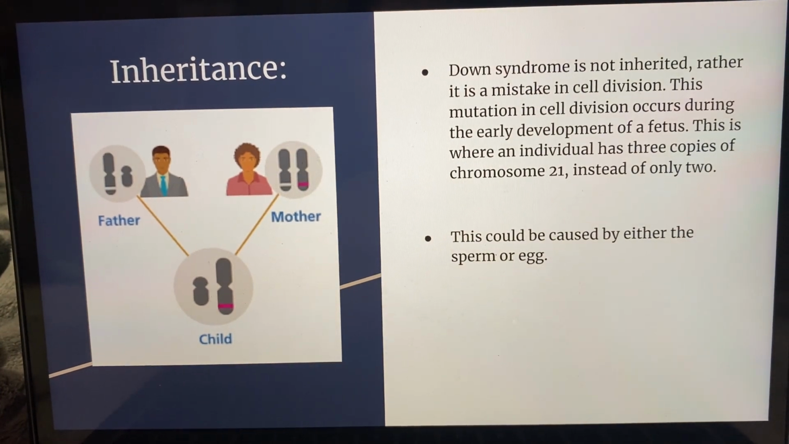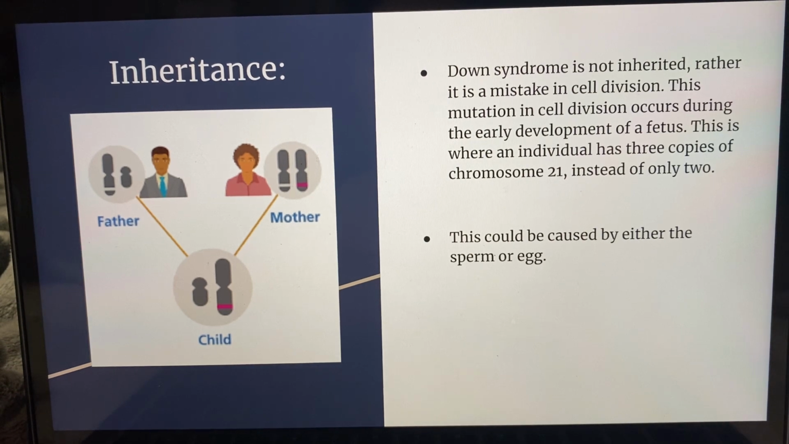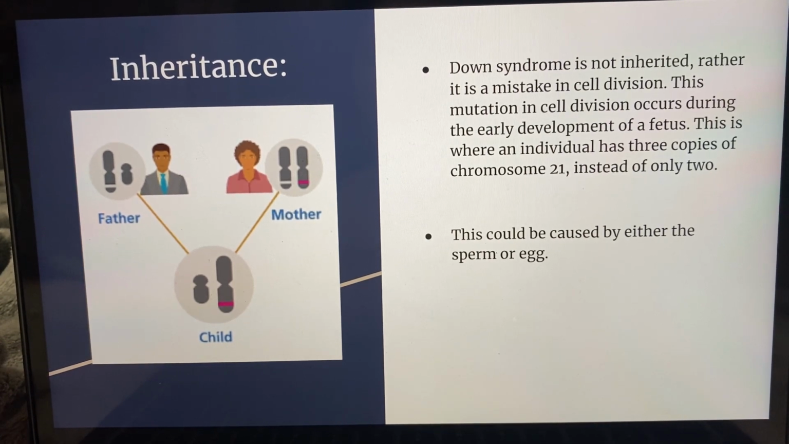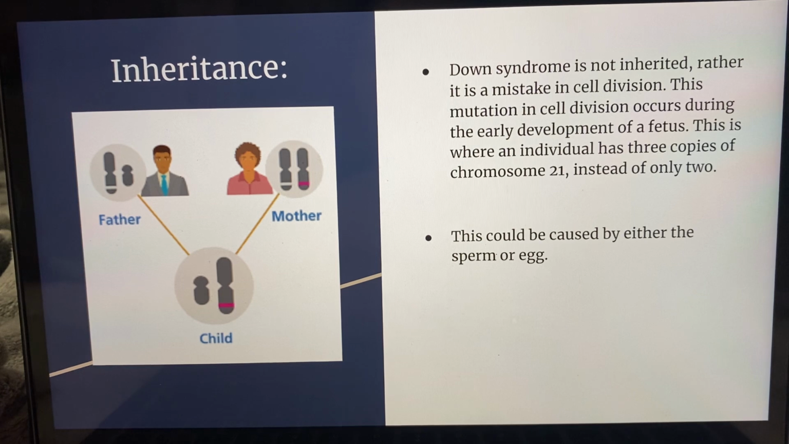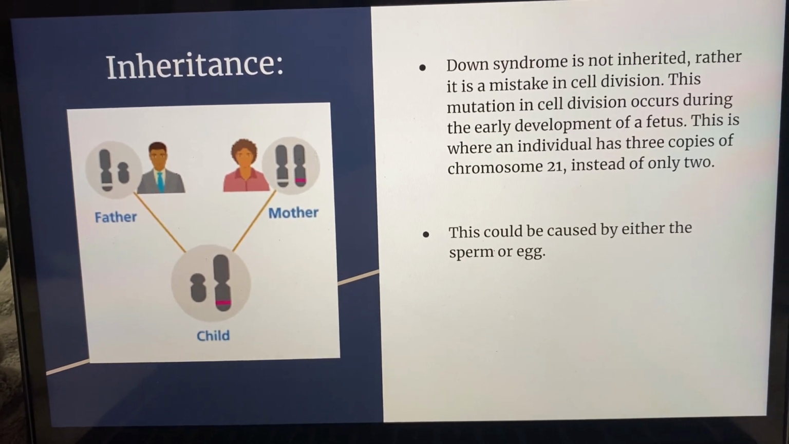Inheritance. So Down syndrome is actually not inherited, rather it's a mistaken cell division. So this is when an individual has three chromosomes on 21 instead of two, and it's not even caused by the sperm or egg. It just happens.